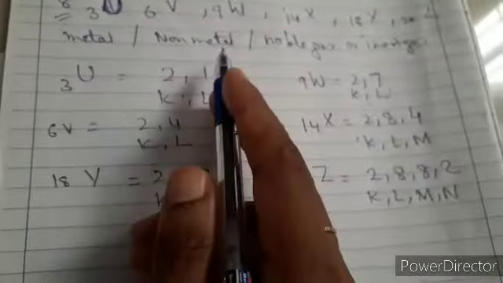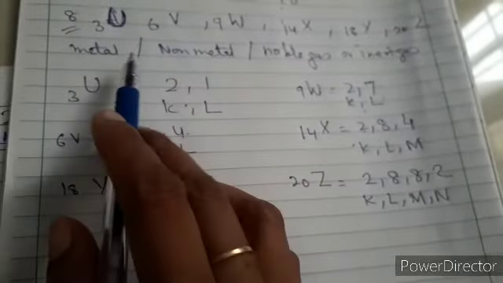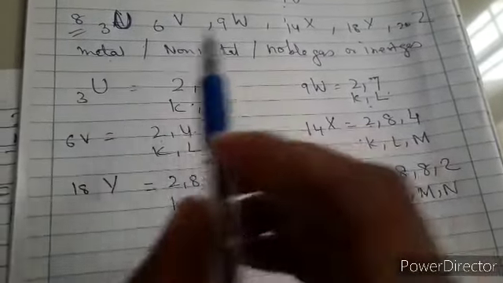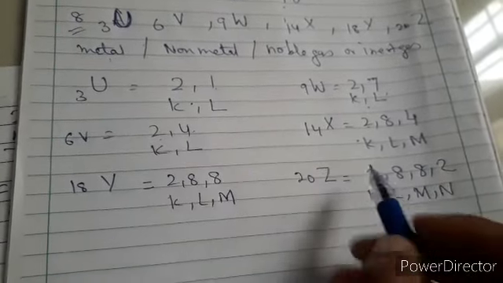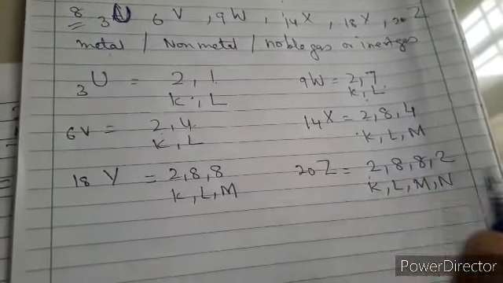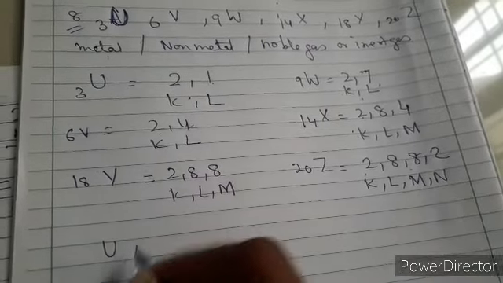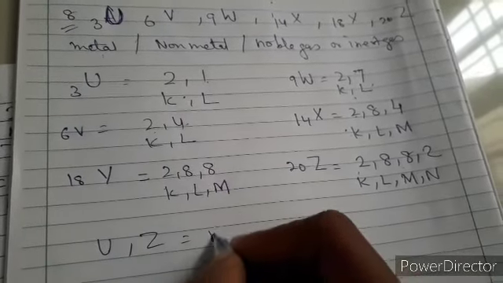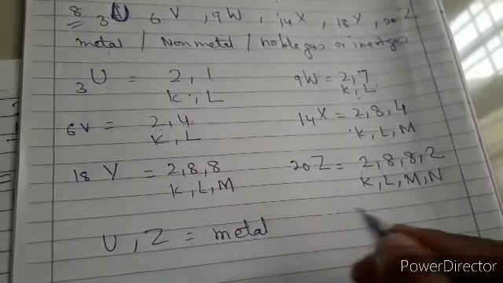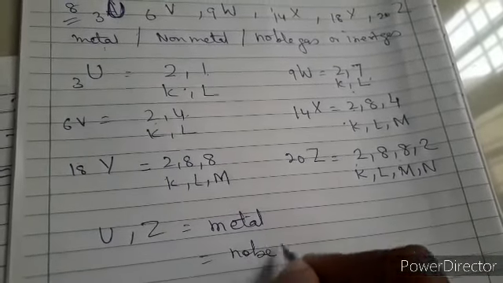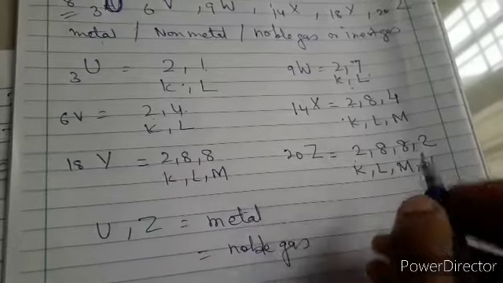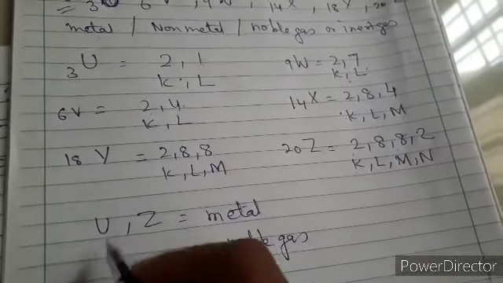Now what is our duty? You have to check whether this is a metal, non-metal or noble gas. You know, I have already discussed that metals contain 1, 2 or 3 electrons. Just see, this is a metal and this is a metal because they contain 1 and 2. So your U and Z, they are metals. Then let's come to the noble gas. A noble gas should have 8. It's Y.